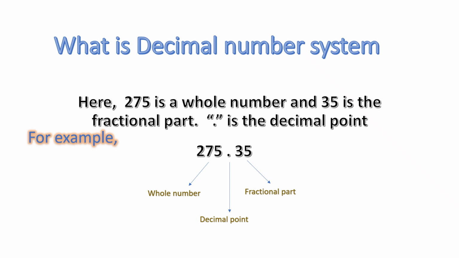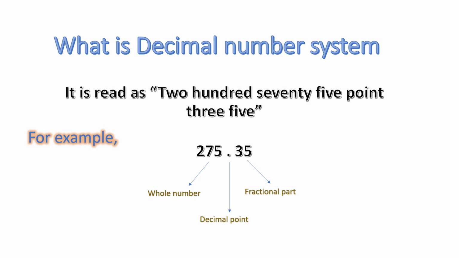Now how to read this number? This number is pronounced as 275 as it is. Then we use the term point, 275 point. Now 35 is not read as thirty-five. It is read digit by digit, as three five. So this number will be called 275.35.